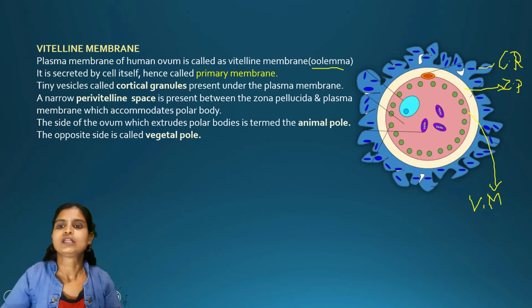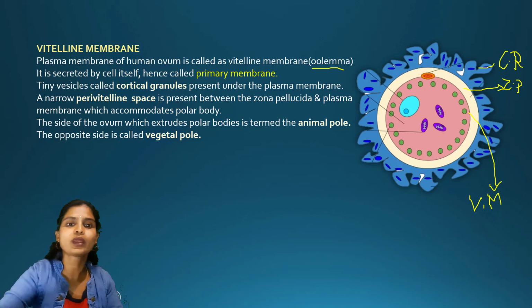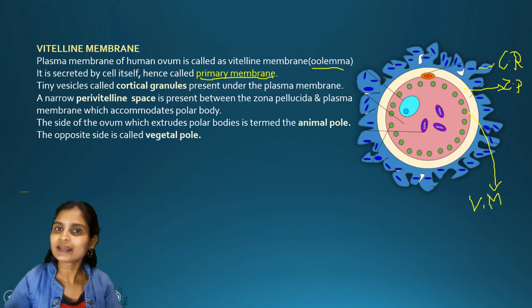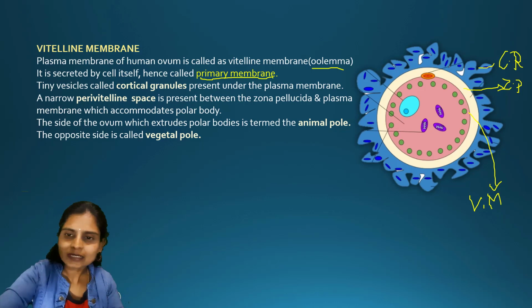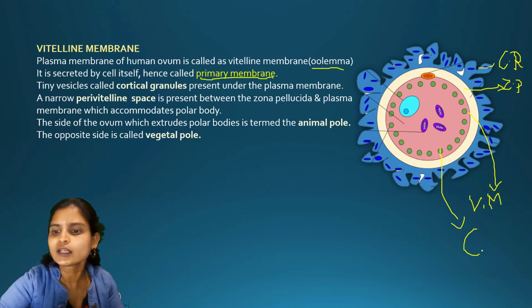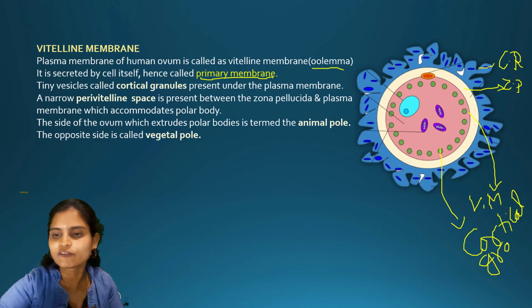This membrane is called the primary membrane because the plasma membrane is synthesized by the oocyte itself. So the vitelline membrane is called the primary membrane, and corona radiata is called the secondary membrane. Next, just below this plasma membrane, we can see many cortical granules present.